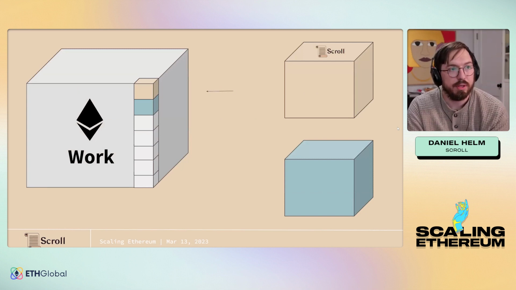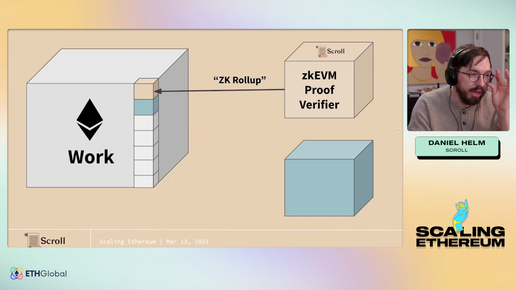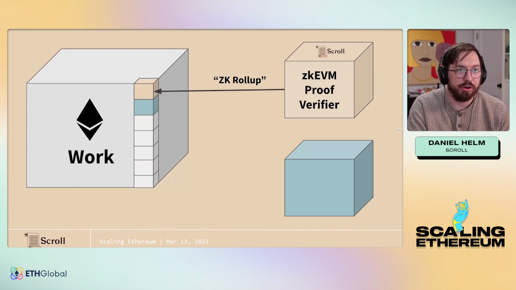Okay, so Scroll, it is a ZK rollup. And on-chain, on layer 1, we have a smart contract that is a ZK EVM proof verifier. And so we are able to pass proofs to that verifier along with some other data in order to say, we are secured as an off-chain protocol.